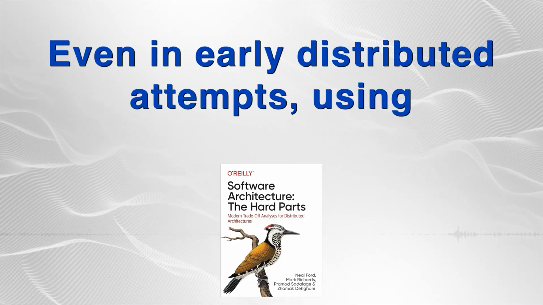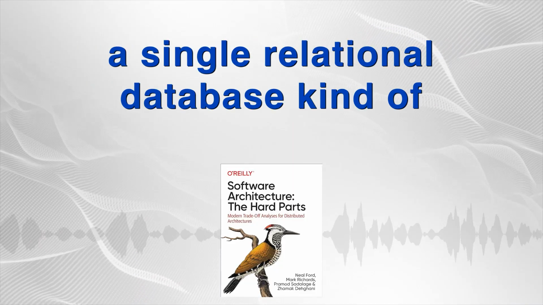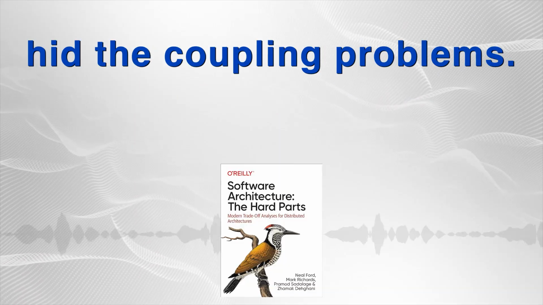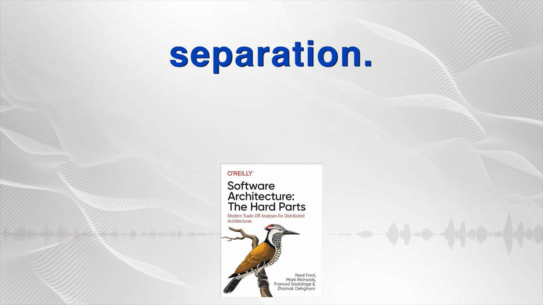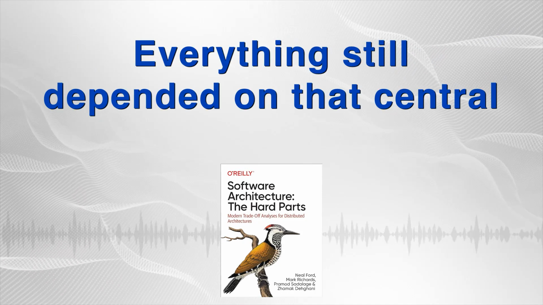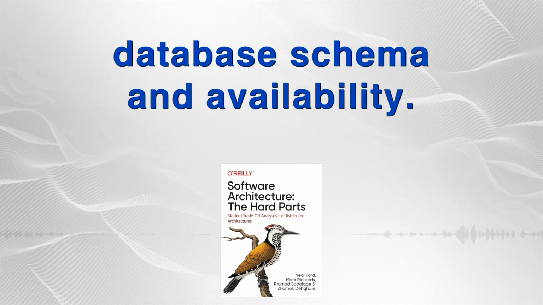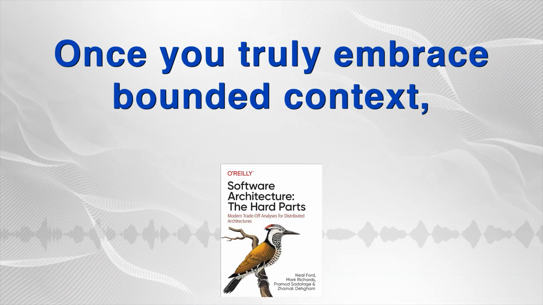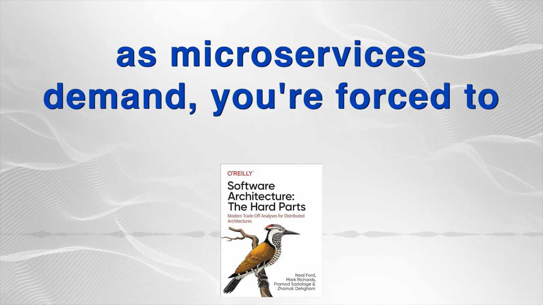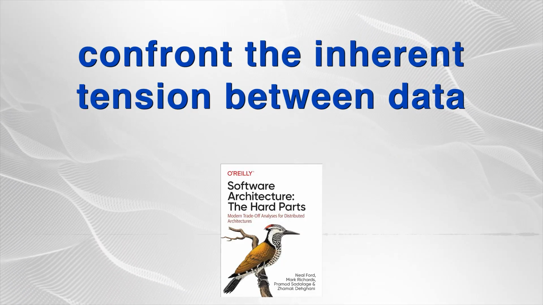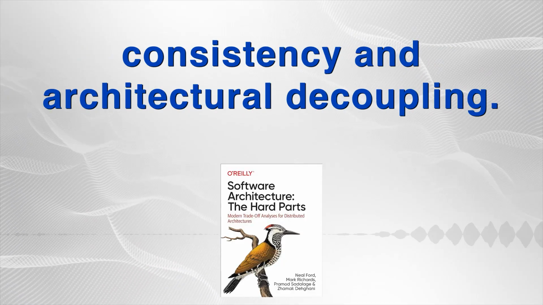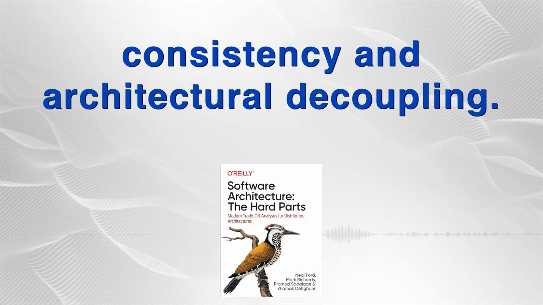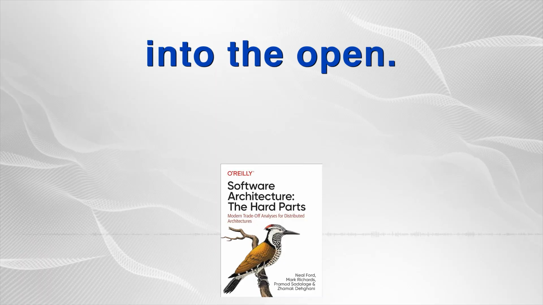Even in early distributed attempts, using a single relational database kind of hid the coupling problems. It created a false sense of separation. Everything still depended on that central database schema and availability. Once you truly embrace bounded contexts, as microservices demand, you're forced to confront the inherent tension between data consistency and architectural decoupling. And that forces the hard parts into the open.